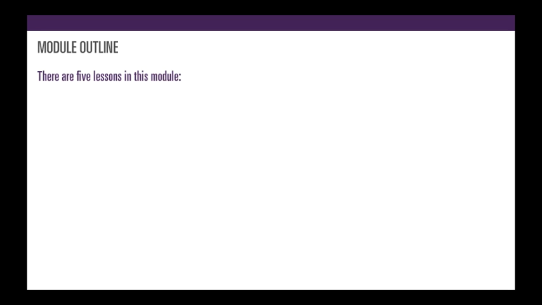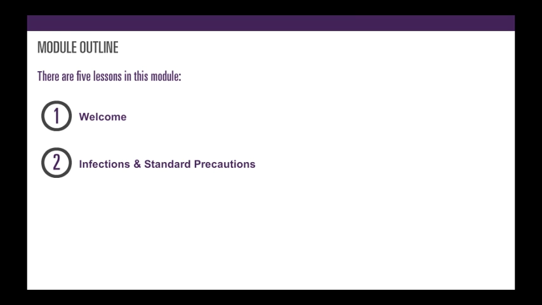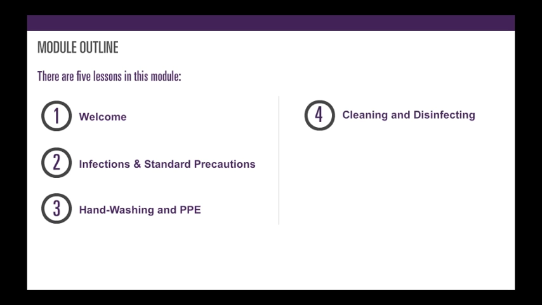There are 5 lessons in this module. Lesson 1 introduces you to the module. Lesson 2 is about infections, how they spread, and how standard precautions stop the spread of infection. Lesson 3 shows you how to wash your hands and to use personal protective equipment, also known as PPE. Lesson 4 is about cleaning and disinfecting the consumer's home and disposing of waste. Lesson 5 explains how to protect yourself from exposure to blood and body fluids and what to do if you are exposed.